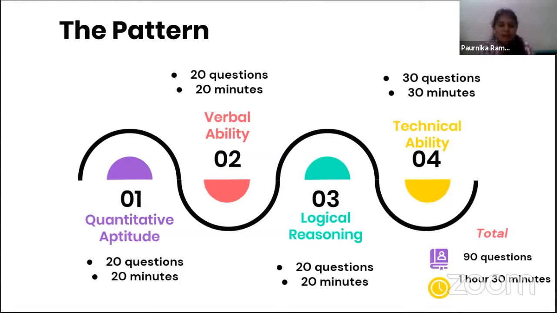So when it comes to quantitative ability, the first section, I would regard it as the trickiest and a little bit tougher than all the other sections. Leave out the technical section. That's a different area that will come after some time. When it comes to quantitative aptitude, you have to solve 20 questions in 20 minutes. That isn't a very easy job. 1 minute for one question.